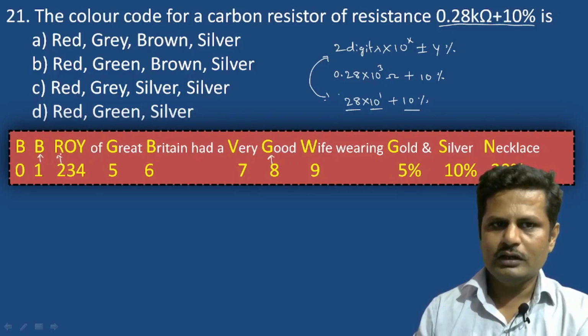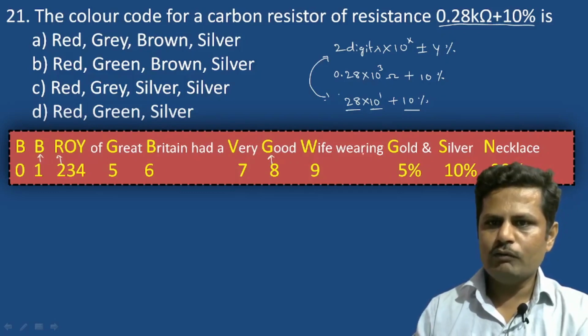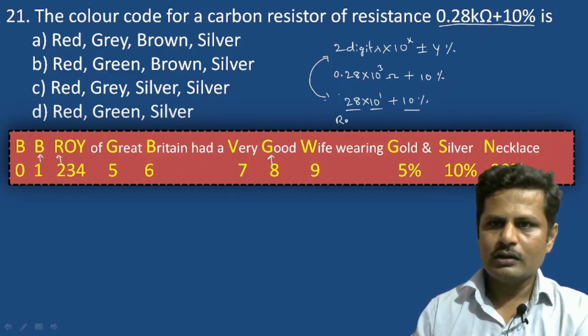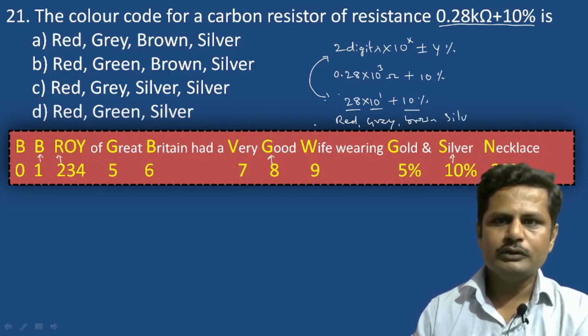This you know: B.B. Roy of Great Britain had a very good wife wearing gold silver necklace. Here: black, brown, red, orange, yellow, green, blue, violet, gray, white, gold, silver. If there is no color, then we can use 20% of tolerance. So now here, according to this, we can have red, gray, brown, and here 10%, that is silver. So therefore, here the option A would be the correct answer.